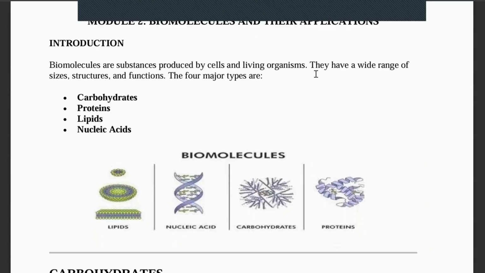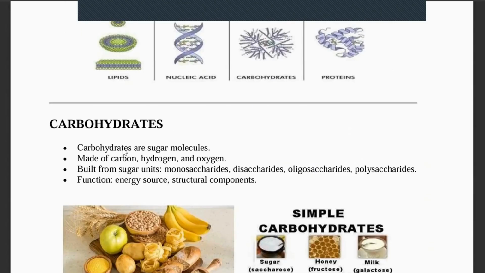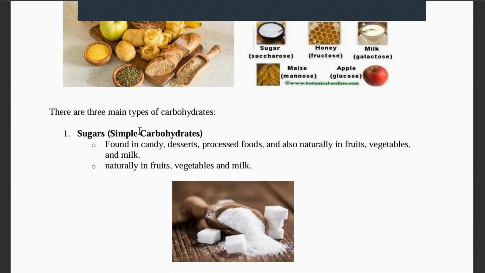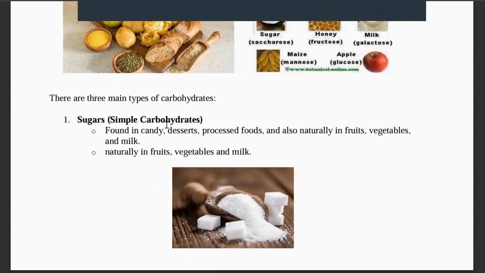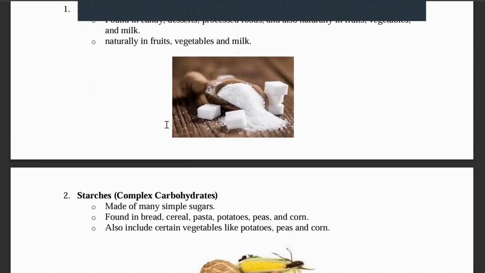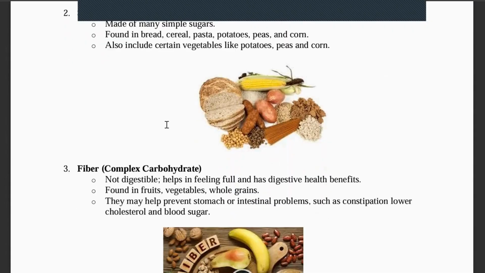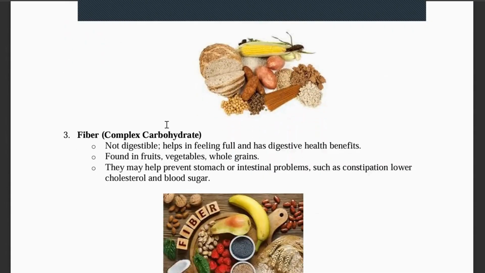In this chapter, we will be studying carbohydrates, proteins, lipids, and nucleic acids. Carbohydrates, what are they made up of? They are built of sugar units, that is monosaccharides, disaccharides, and so on. Then we have three main types. One is sugar, which is a simple carbohydrate. Then starch, which is a complex carbohydrate. Fiber is also a complex carbohydrate.